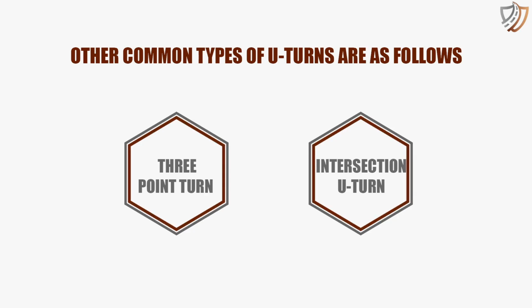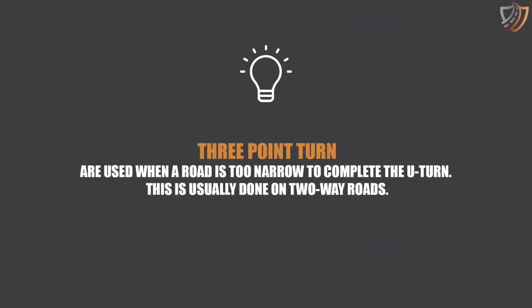To learn more about these common types of U-turns and their procedure, you may click to play or choose to skip. 3-point turn. 3-point turns are used when a road is too narrow to complete the U-turn. This is usually done on two-way roads.